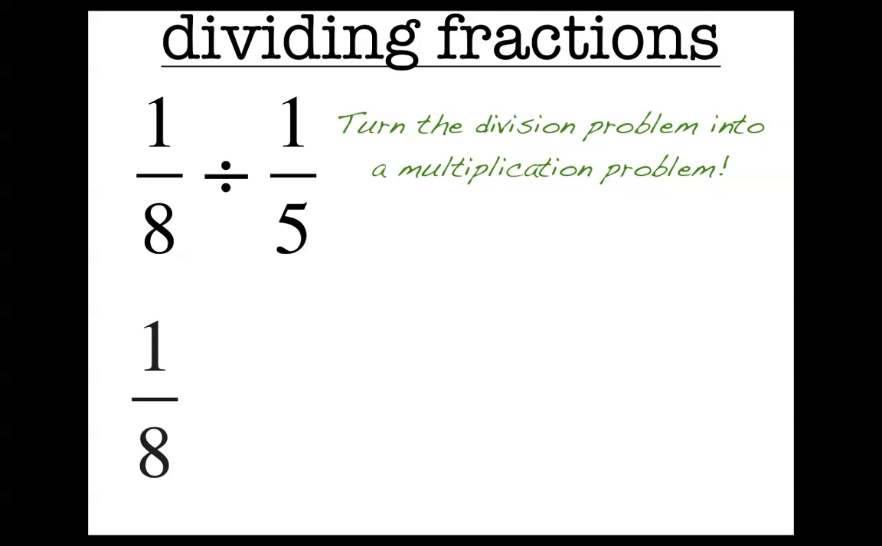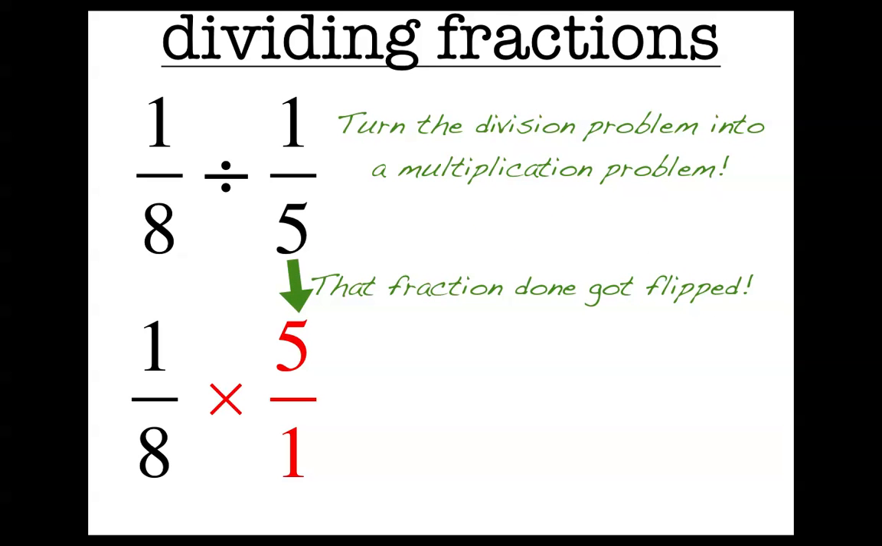Well, here's how. You're going to take the first fraction and you're going to multiply it by something, but you're not going to multiply it by 1/5. You're going to multiply it by 5/1 instead of 1/5. Notice that fraction got flipped. This is what we call in math a reciprocal. A reciprocal is when you turn a fraction upside down, when you flip the top and the bottom, when the numerator and the denominator get switched. So notice the 1/5 turned into a 5/1, and we can now do the division as a multiplication problem because dividing with fractions is the same as multiplication, you just have to flip the second fraction.